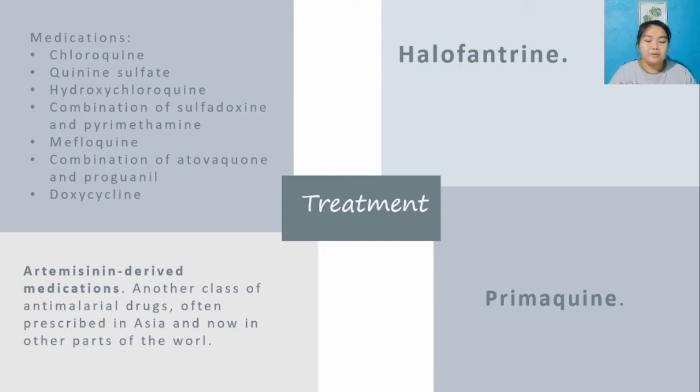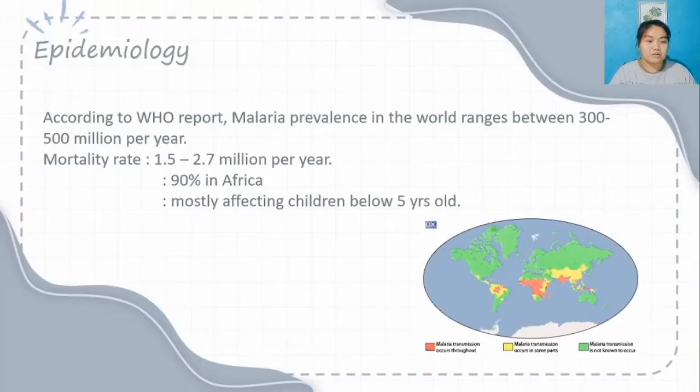So next is the primaquine. This drug may be given to fight the dormant liver form of the parasite and prevent relapses. So don't take primaquine until you've passed a screening test for G6PD deficiency.